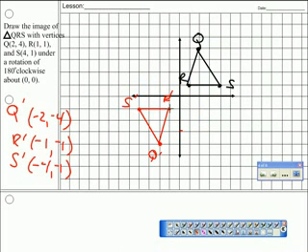Does that look right? Should be upside down. That's in the right place. It's rotated 180 degrees. And one way to check it is to make sure R and R prime are equidistant from the origin. Yep, they're both one block away from the origin.